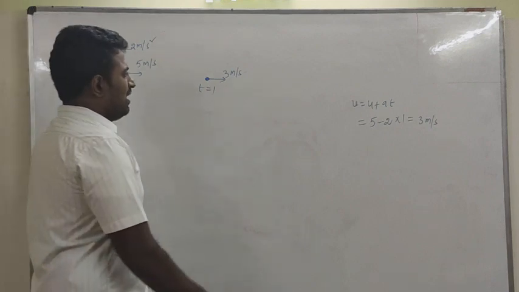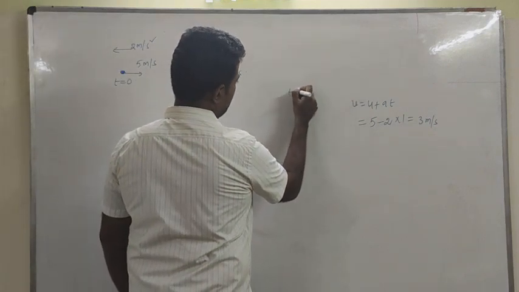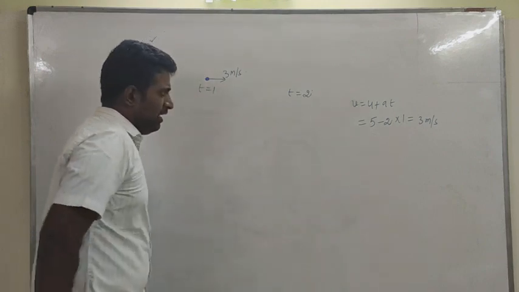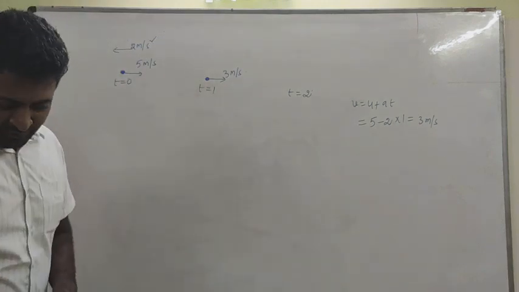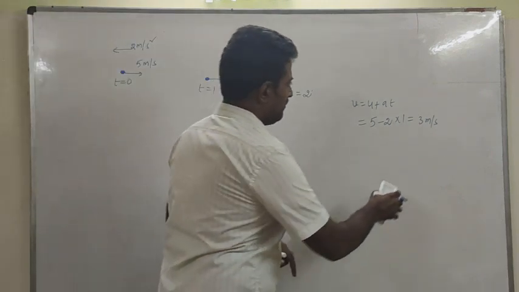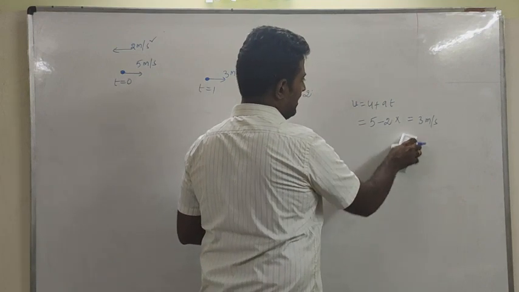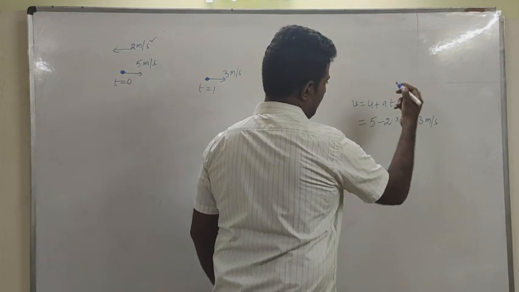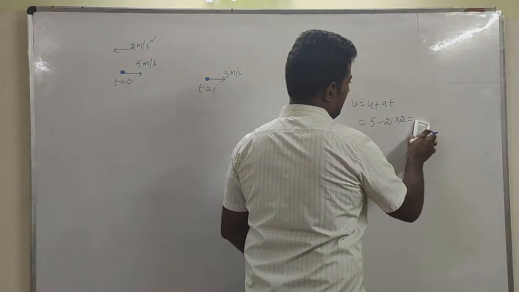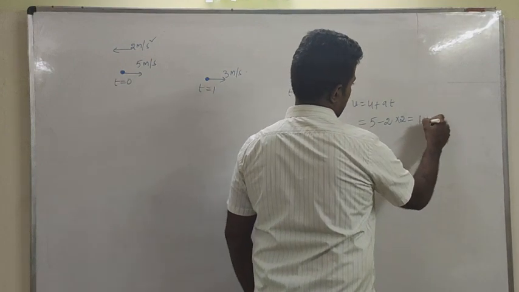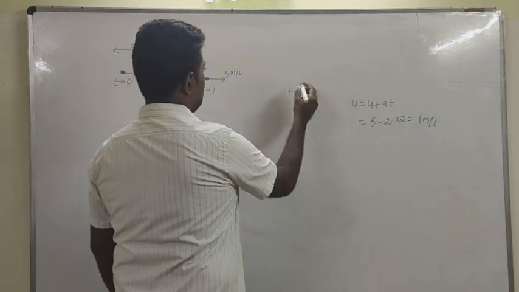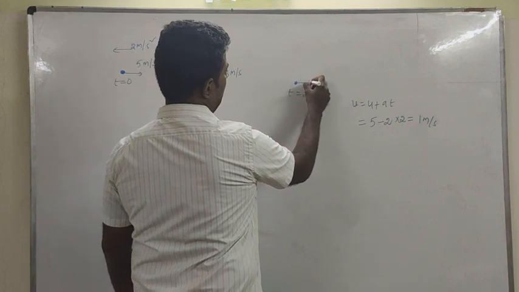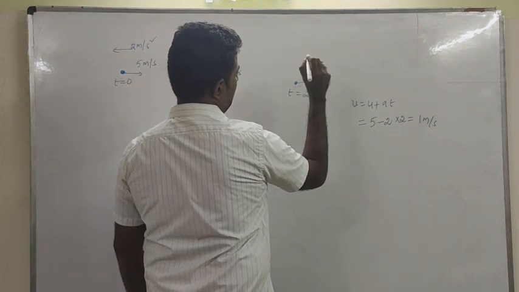Next, at timing t equal to 2, I would like to find the velocity. At a timing t equal to 2, if I want to find the velocity, what I have to do? I have to substitute in place of time t at 2 seconds, which will become 1 meter per second. That is, at t equal to 2, the velocity of the particle will become 1 meter per second.